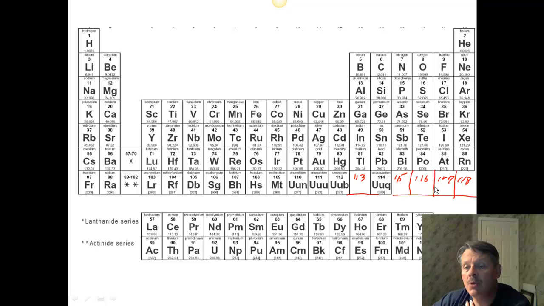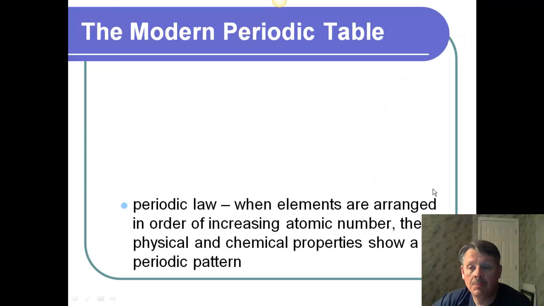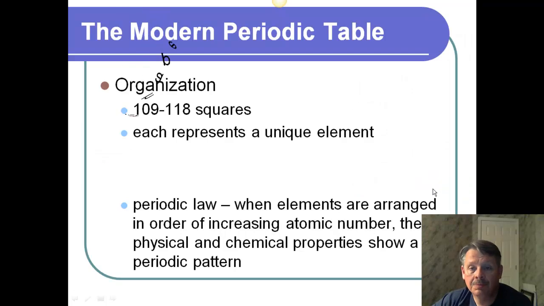The problem is when they create them in the lab, they only last for 1,000th or even 1,000,000th of a second. So then the question is, did they really create it? But anyway, there are a total of about 118 squares on our periodic table. Each one represents a unique element.